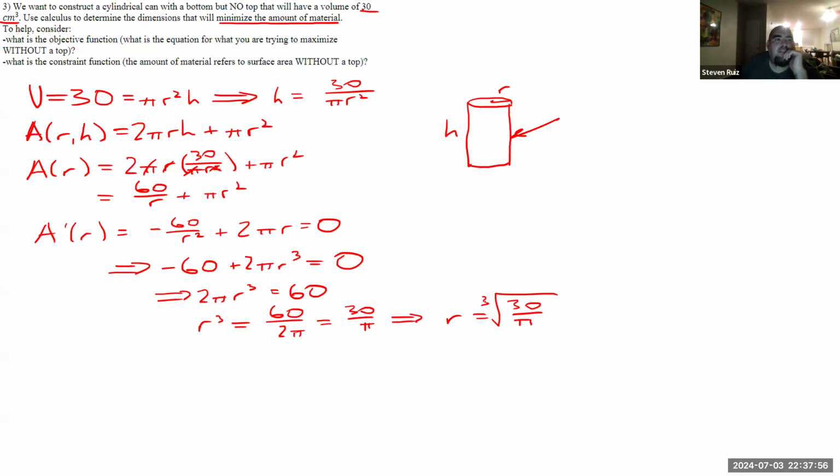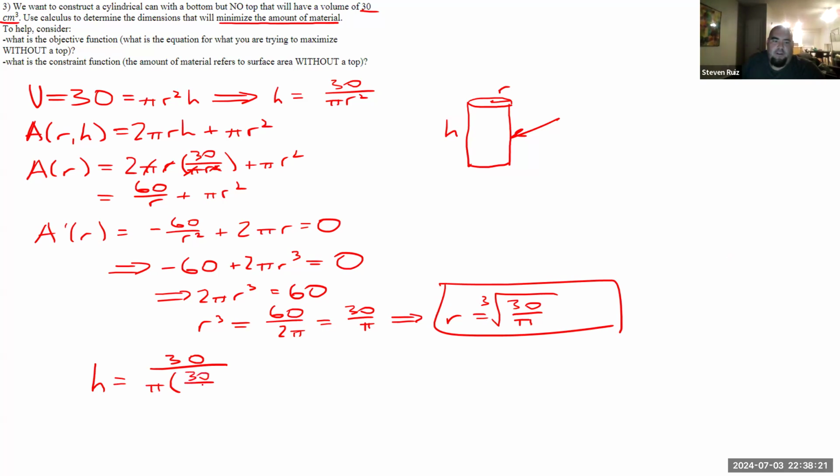I don't know. What are we trying to answer? The dimensions that will minimize the amount of material. So I got one of those dimensions. I need my radius to be the cube root of 30 over pi. So what does that mean the height needs to be? The height is going to be 30 over pi times the radius squared. So 30 over pi, the cube root of that thing squared, so 30 over pi to the 2/3.